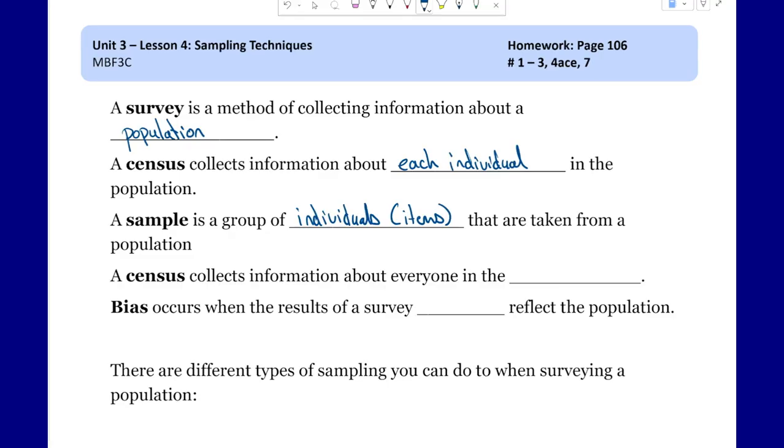A census collects information about everyone in the population. I mentioned that already before. And bias occurs when the results of a survey do not reflect the population. So if there are some issues in the survey or in the results, and it doesn't accurately represent the population, then we could say that some bias occurred.